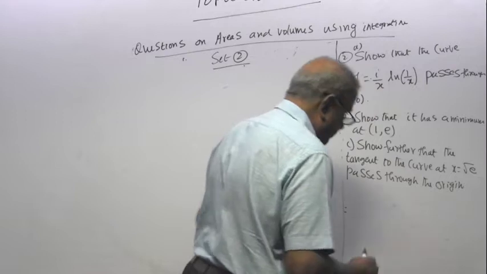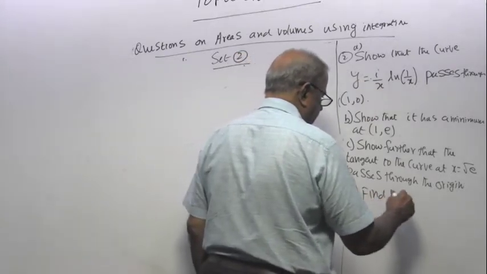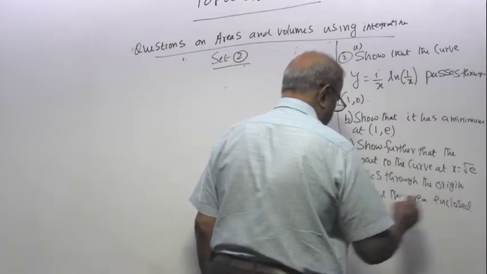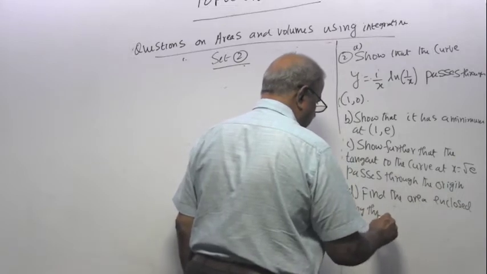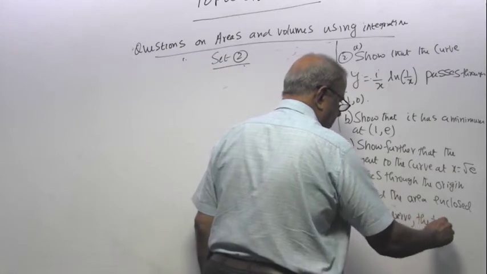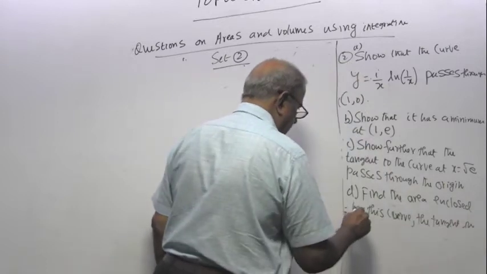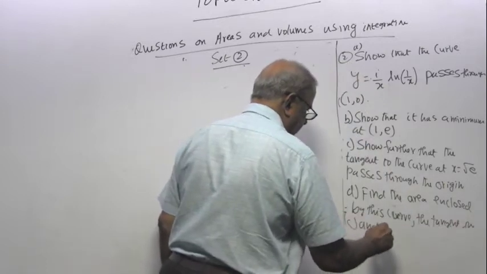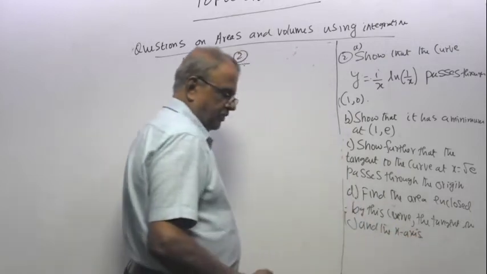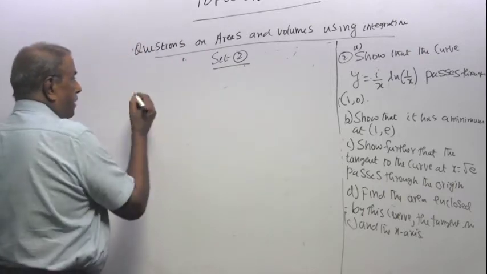Part D, find the area enclosed by this curve, the tangent in part C, and the x-axis. Oops, that would be a 14-15 mark question. Let's go step by step.